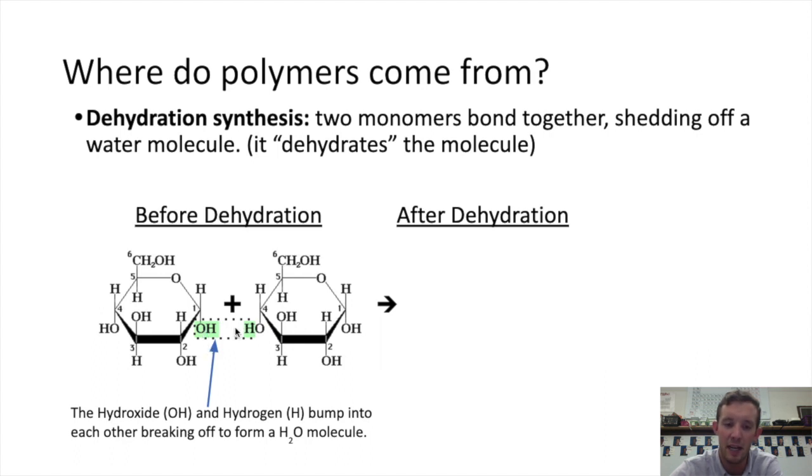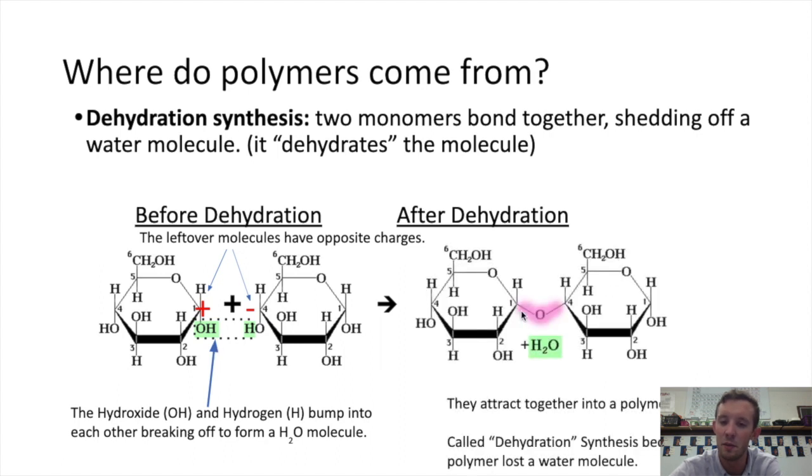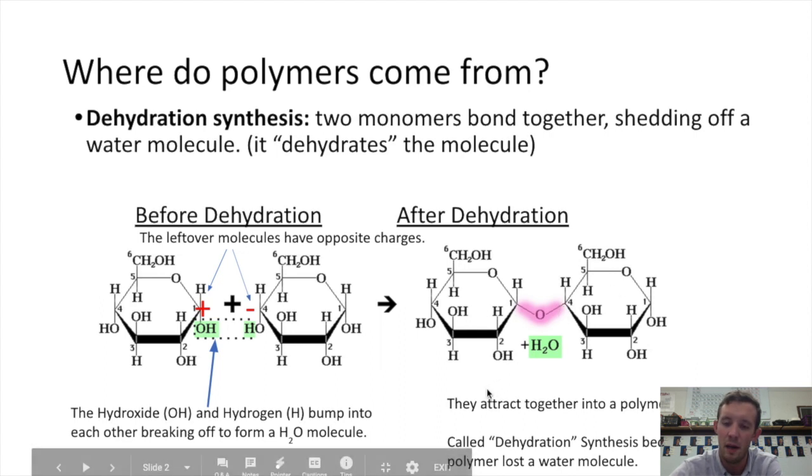And so what's left behind after this water breaks off are opposite charges. So one glucose will be left with a positive charge and the other glucose will be left with a negative charge. And so then very quickly after the water molecule breaks off, these two glucose molecules bond together. They synthesize together. And so the reason we call this a dehydration synthesis is because the two glucose molecules lost a water molecule. They were dehydrated.